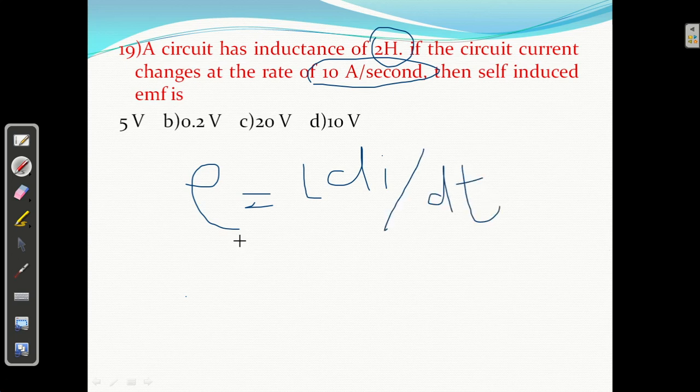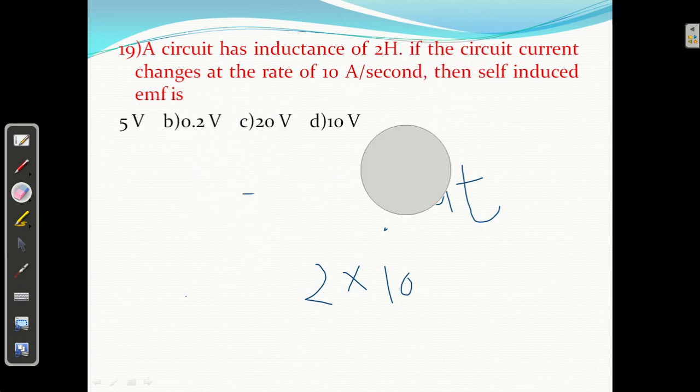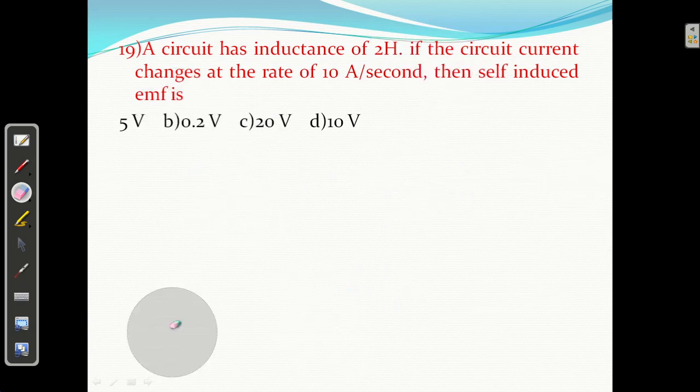This is E equal to L di by dt. L is given, 2 Henry, and current changes at the rate of 10 ampere per second. So it is 20 volt. That is the correct answer, 20 volt, C. Okay, 19 is done.